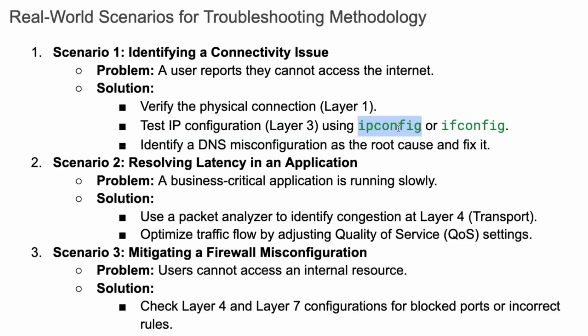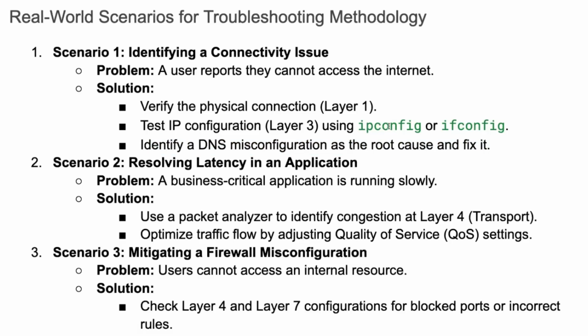So then we would use things like ifconfig or ipconfig to see what the IP configuration of that machine is, and then you can identify a DNS misconfiguration as the root cause and fix it. In this particular case, we're just assuming that there was a DNS misconfiguration, and that's what it came down to.